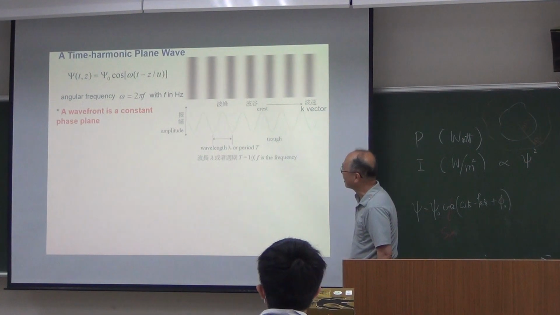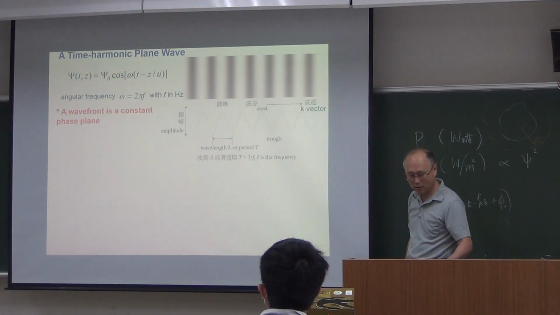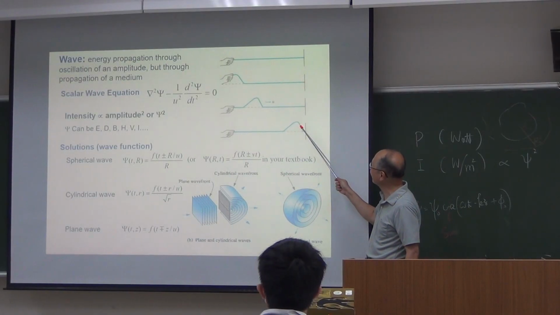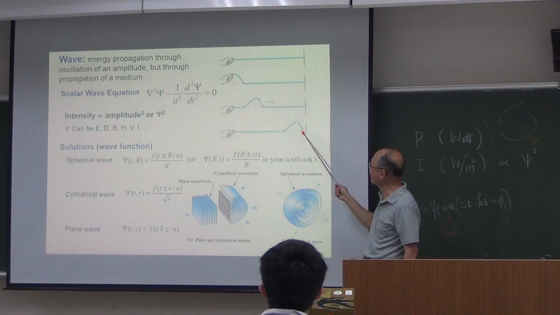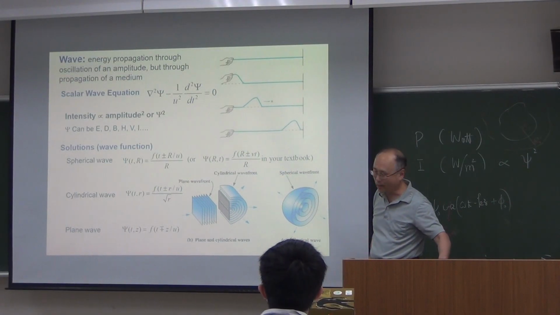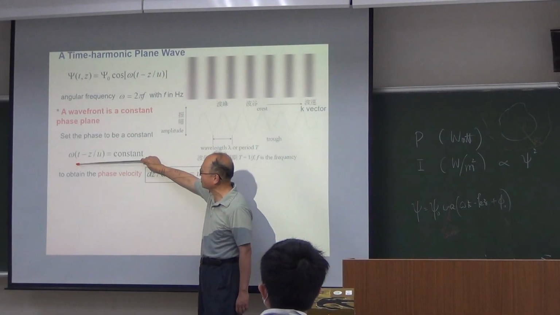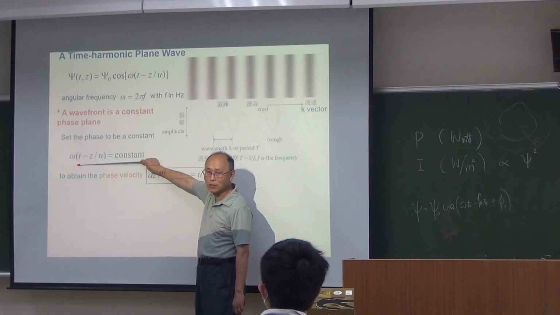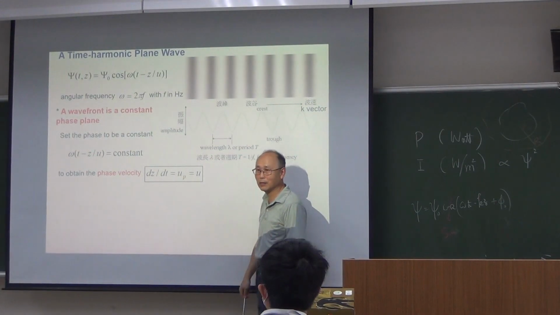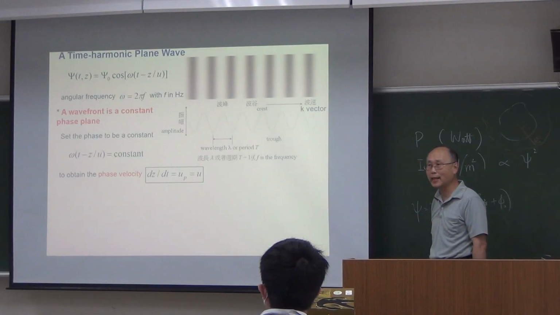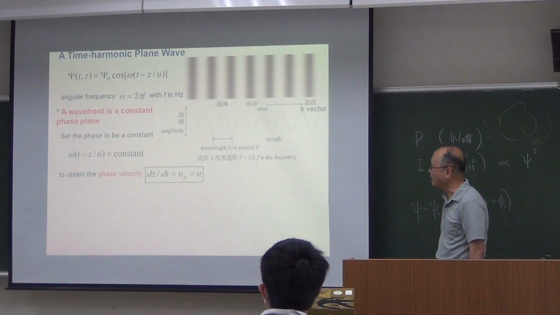Okay, and a wavefront is a constant phase plane. So when you look at this wave at this point, there is a constant amplitude at this profile. And mathematically, it means that you set this argument to be a constant. So with this definition, you see that this z is a plane in space. And that is why we call it a plane wave.